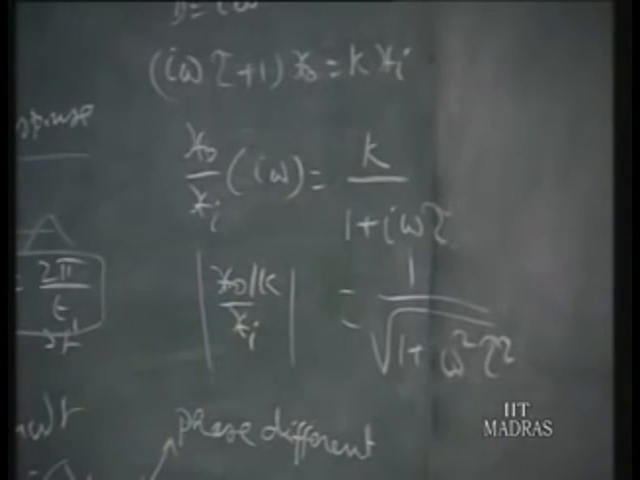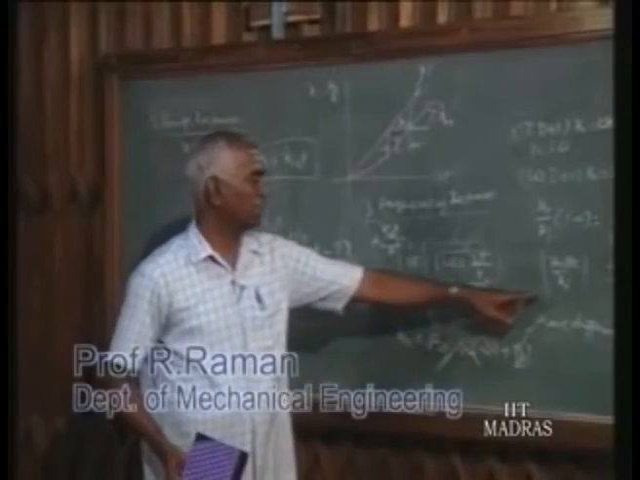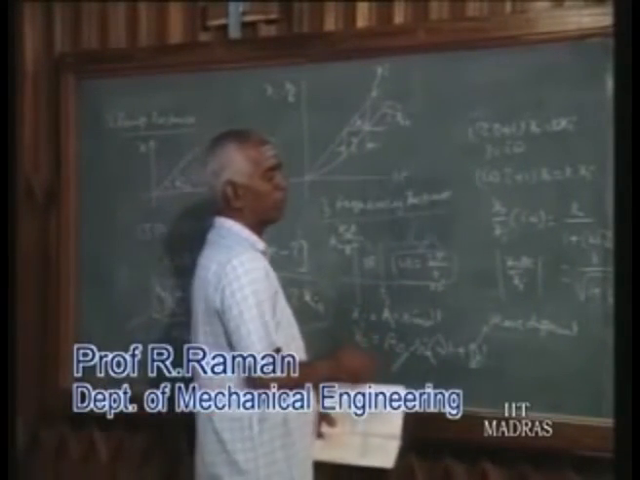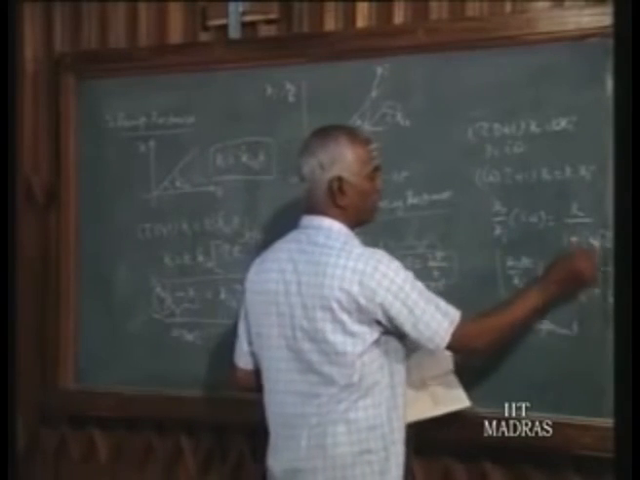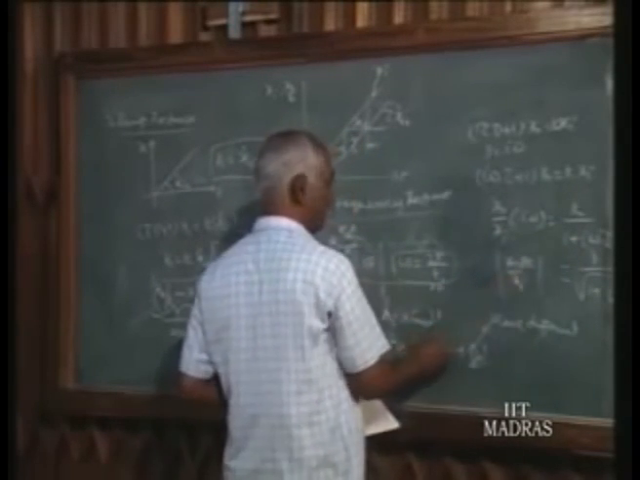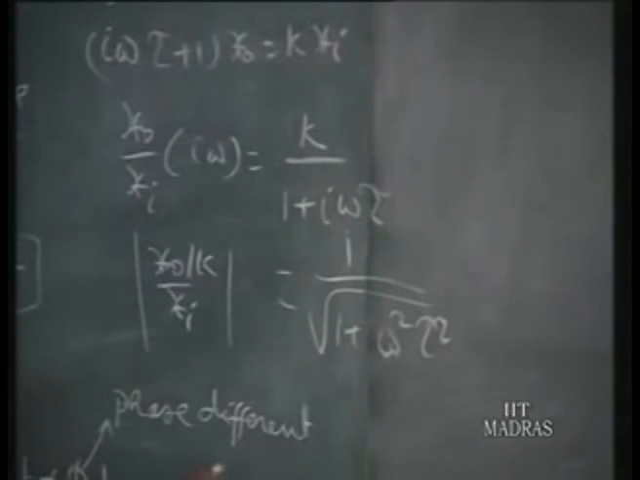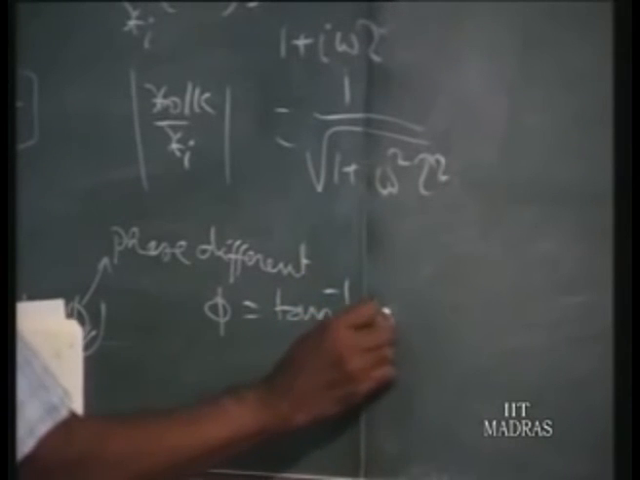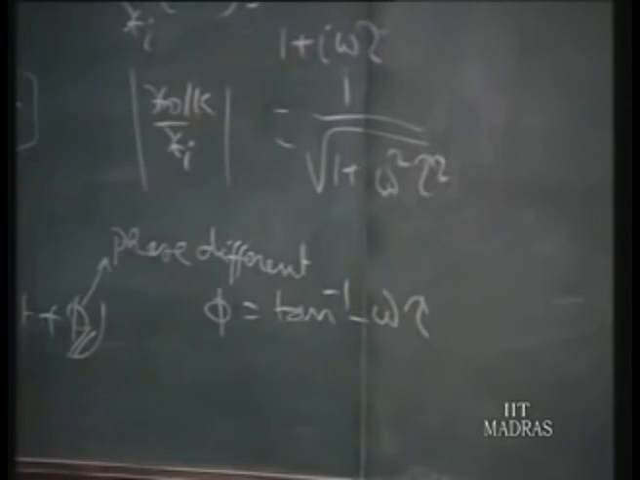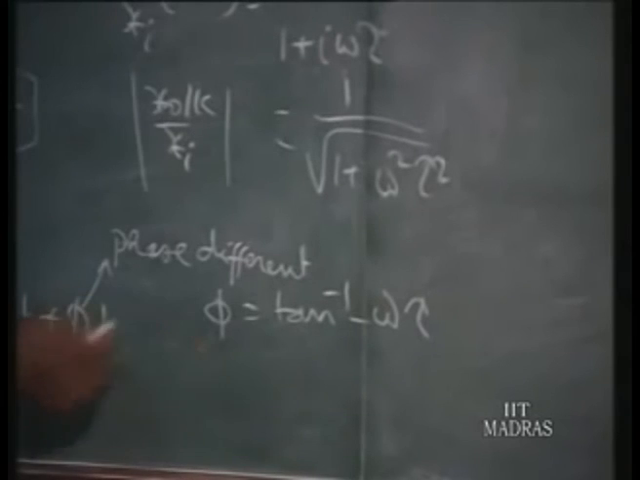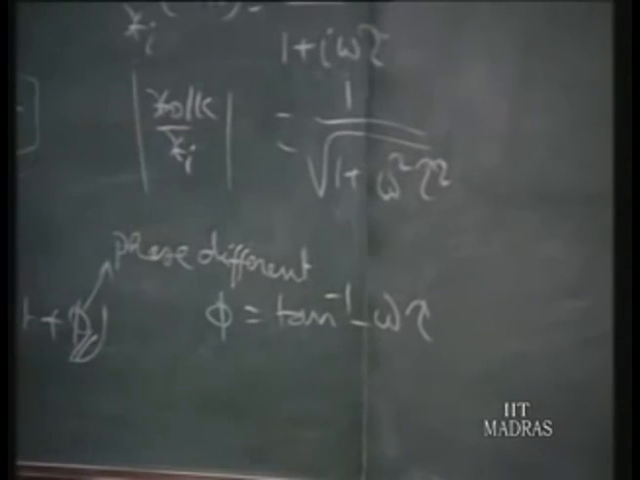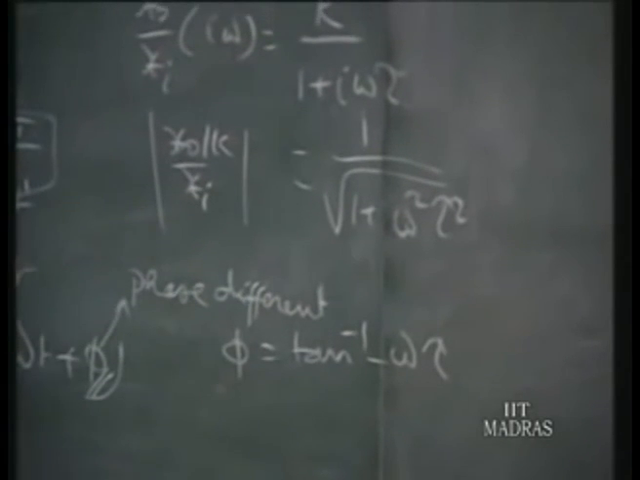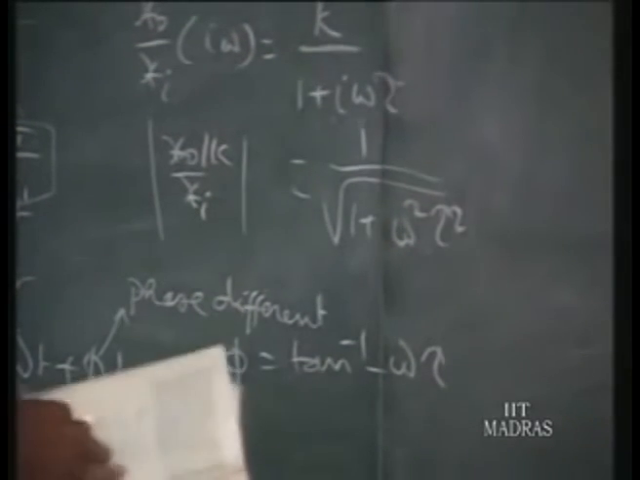Amplitude of xo is AO. Amplitude of xi is Ai. But here it is written in terms of xo by xi. So from here we write the magnitude ratio, from which we get AO or xo by k, and then phase difference phi equal to tan inverse of minus omega tau. In this case it is in the denominator, so phi is this. So AO in terms of xo can be obtained, phi also is obtained from this equation. Now you have got this equation.